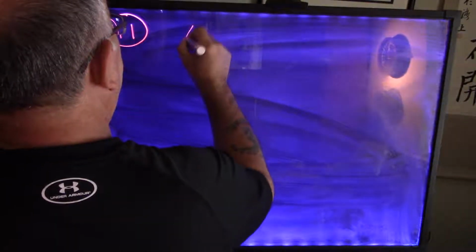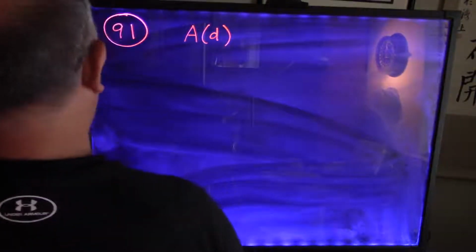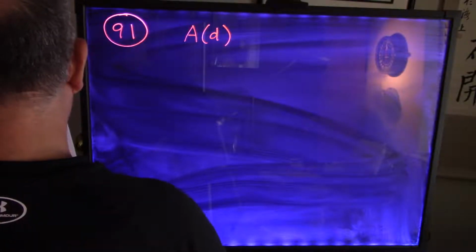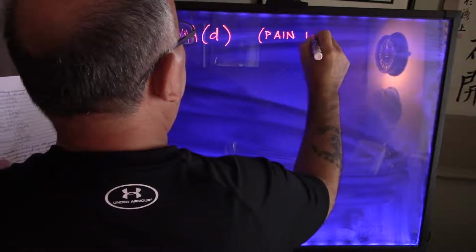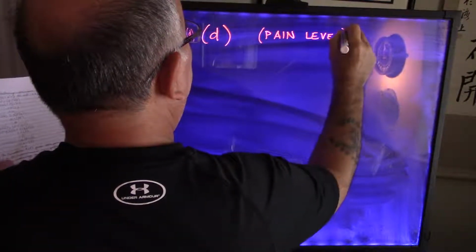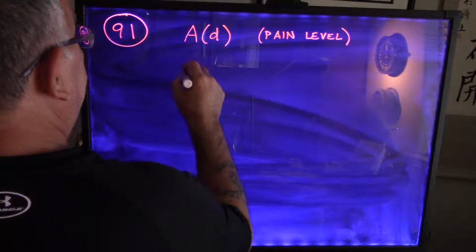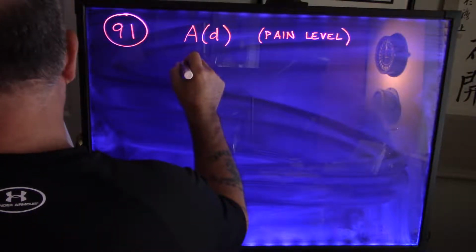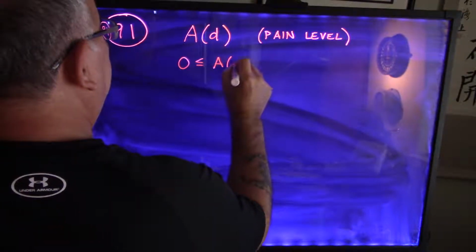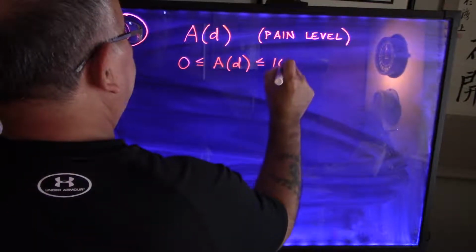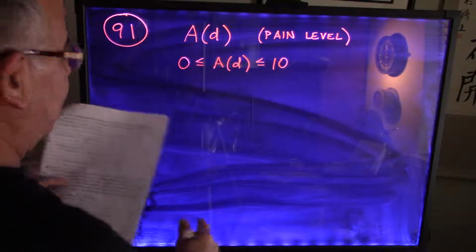Capital A of D. That's the pain level, and it's on a scale of 0 to 10. So, in other words, A of D is between 0 and 10, inclusive. That's how you would write that mathematically. A would give you a value between 0 and 10, including 0 and 10.